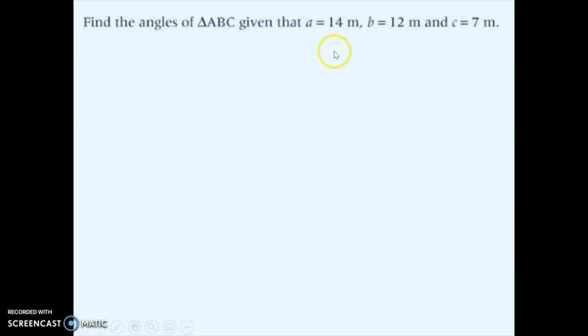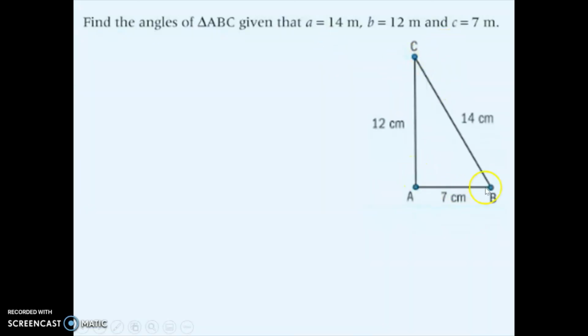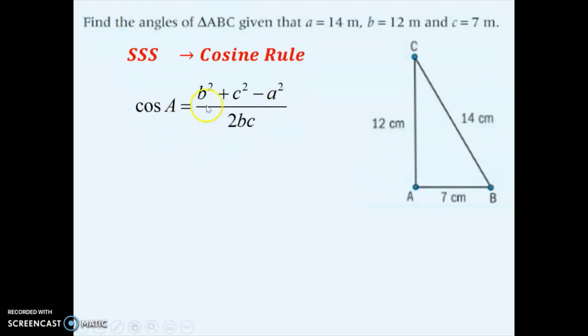See if you can sketch this. There's the sketch. We are given 3 sides. So we have a side, side, side triangle. What rule can we use? Side, side, side means cosine rule. And it says find the angles. So that means all the angles. Okay, well, pick an angle and let's begin. We're going to use this form of the cosine rule.